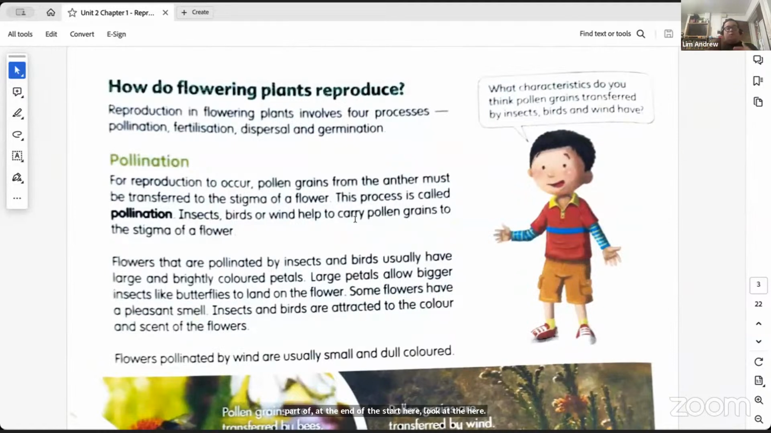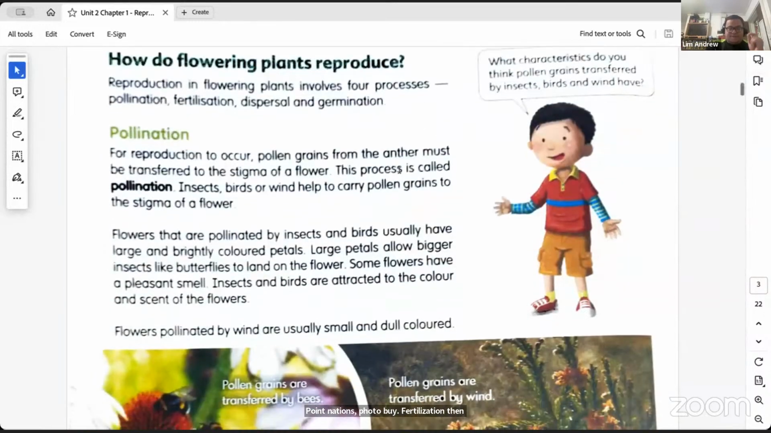So there are a few processes by which flowering plants are able to reproduce. We have pollination, followed by fertilization, then dispersion and germination. All right, the first step is pollination.